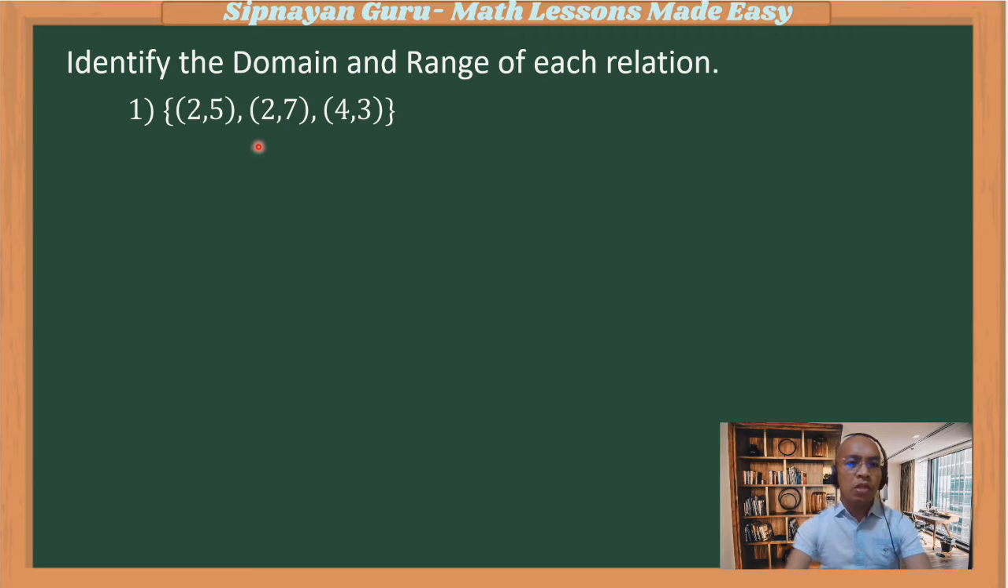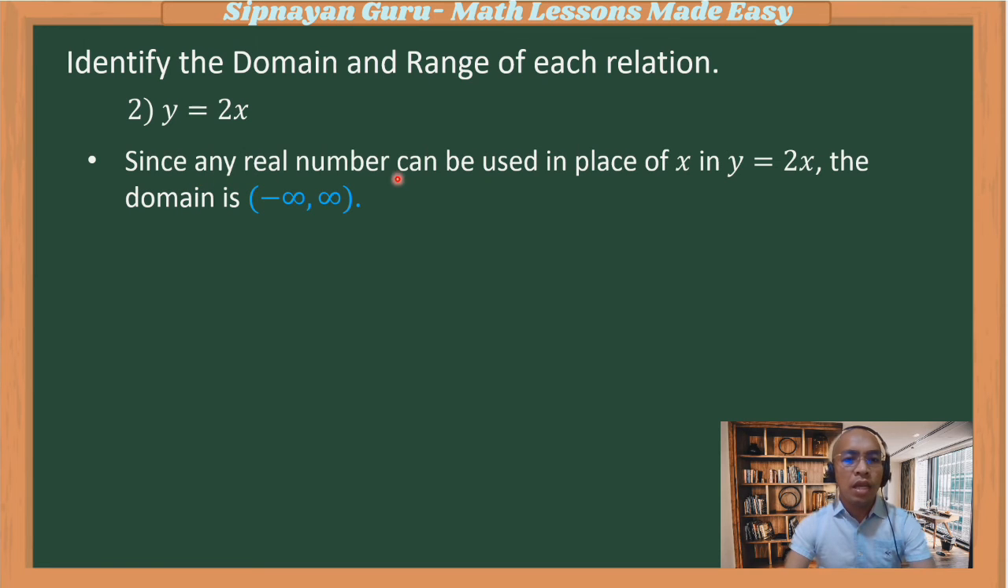So for the first relation, the domain is the set of the x coordinates or the input. So the elements are 2 and 3. For the range, 3, 5, and 7. For the second function, y equals 2x. Since any real number can be used in place of x in the equation y equals 2x, the domain is any real number from negative infinity to positive infinity.